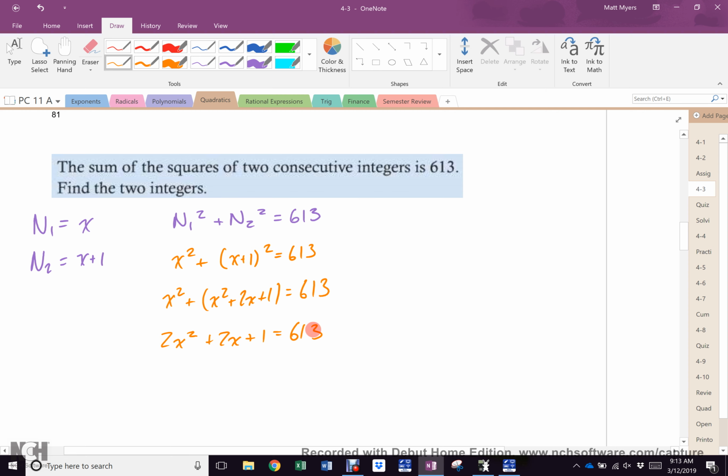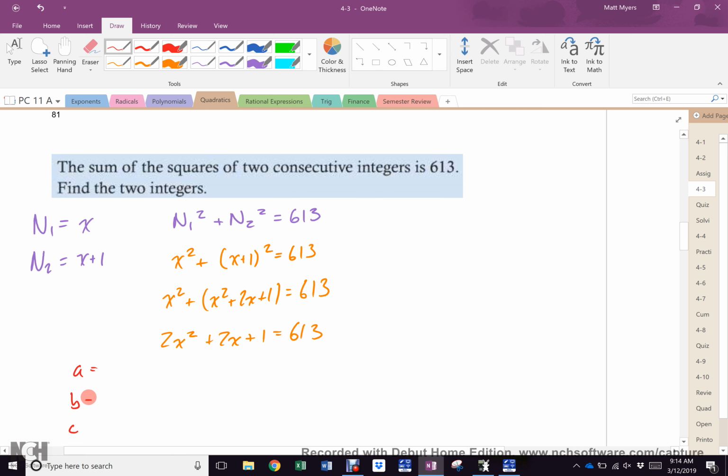Does that factor? Doesn't factor, does it? And even if it did factor, would you really want to bring 613 over here and then factor that mess? No. You could complete the square, kind of, right? Except once you factor out that 2, this is going to be 1, isn't it? And do we like fractions? No. So what is our best choice here? Quadratic formula.